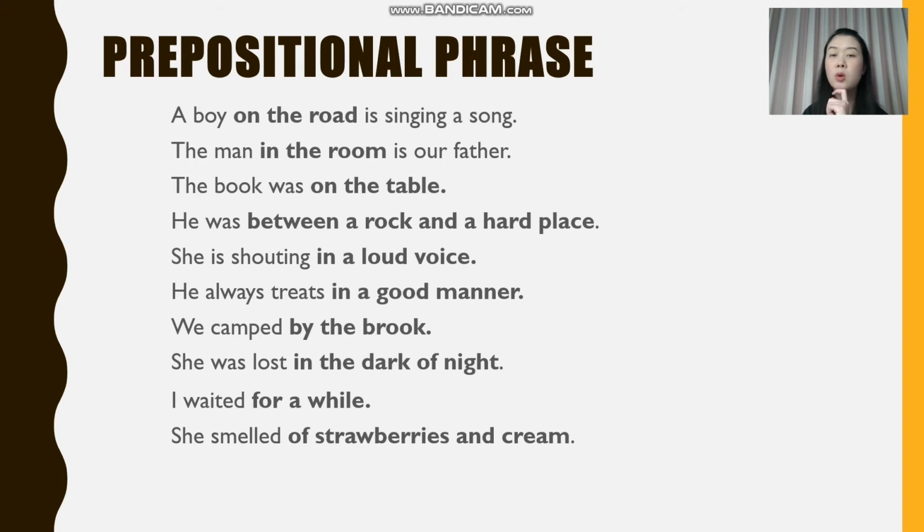What about the next one? I waited for a while, and we have the preposition for and the word while as the noun. She smelled of strawberries and cream. We have the word of as the preposition, and strawberries and cream, that is the noun. So all of them, we follow the pattern of preposition and then noun phrase. But apart from just the noun phrase, it's possible that you can use a pronoun or gerund as well, because they can act as the noun.